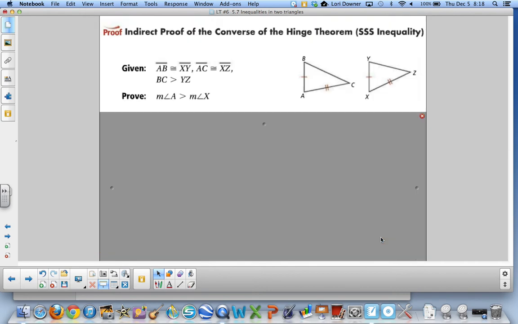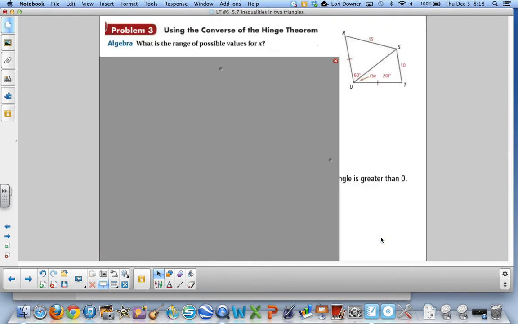We're going to skip the indirect proof. This is an important question. What is the range of possible values for x? We notice in these two triangles, this side is congruent to this side, and by the reflexive property, US is congruent to US. So we can use the Hinge theorem here, looking at these two internal angles.